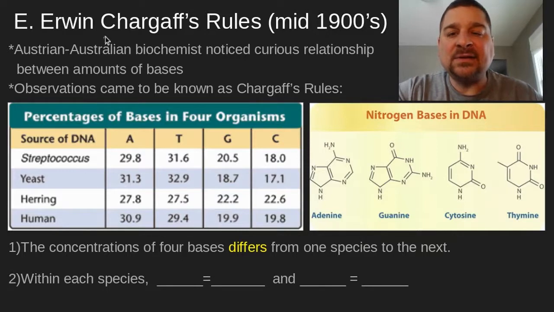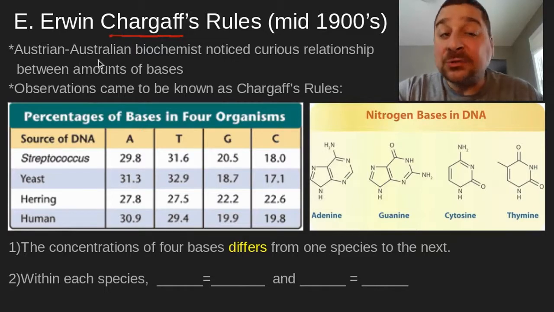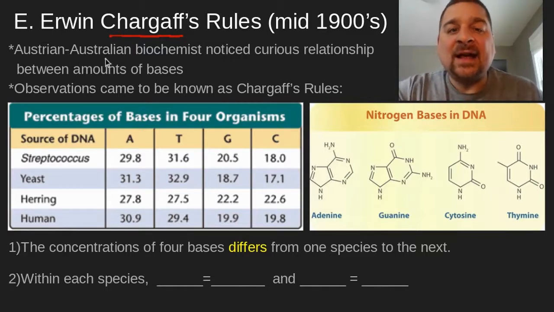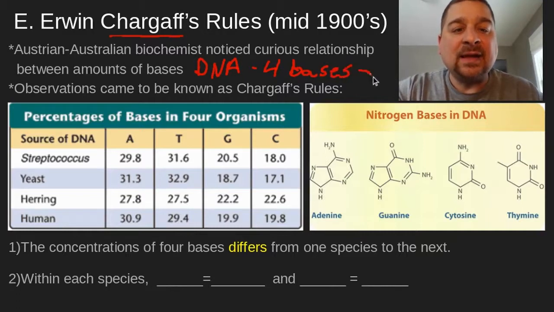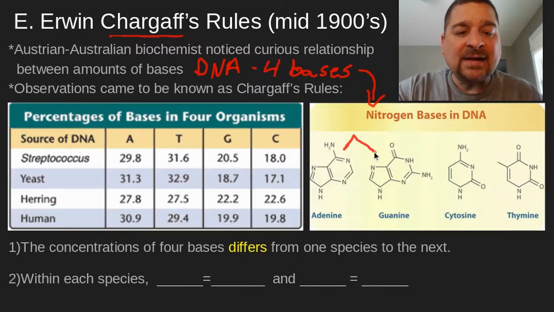In the mid 1900s, there was Erwin Chargaff. Chargaff was an Australian biochemist. And he did analysis on a bunch of different species, and they knew that DNA contained 4 different bases, nitrogenous bases. And they knew that these nitrogenous bases consisted of adenine and guanine. We usually just use an A for adenine and a G for guanine. And they had a double ring structure that they called purines.